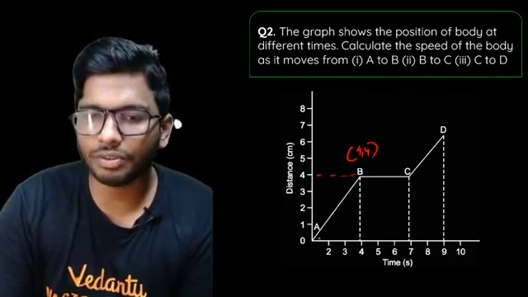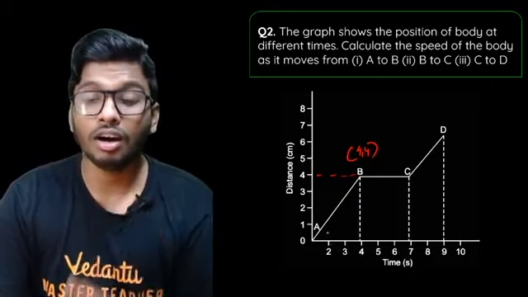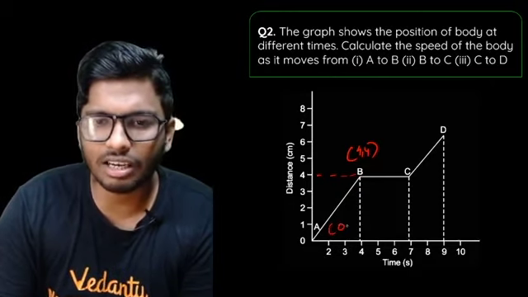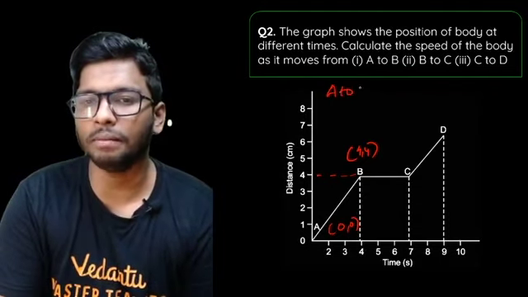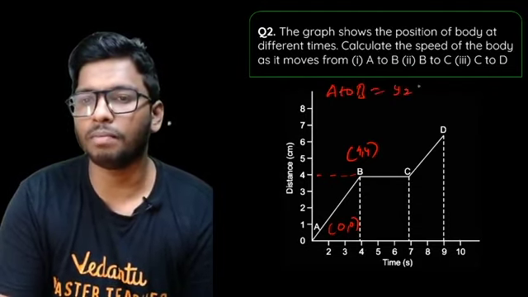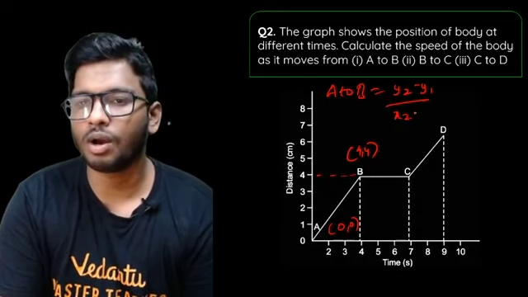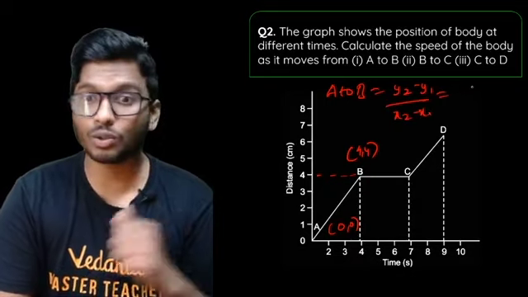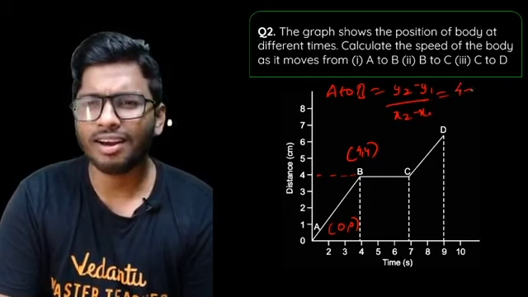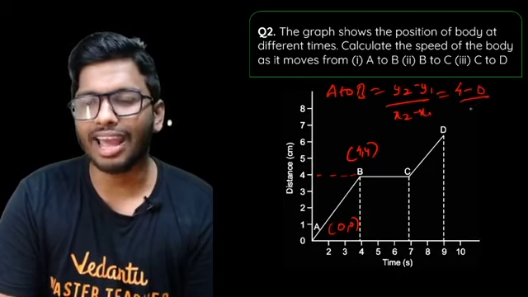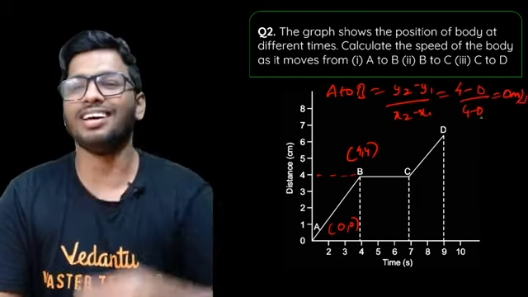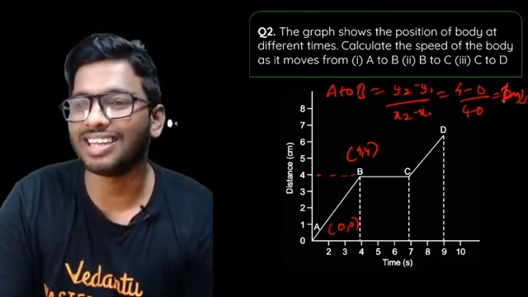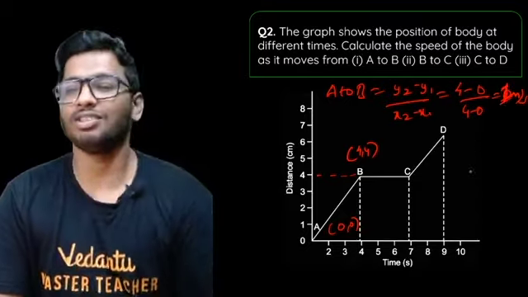The coordinates of A are basically 0 comma 0. So again, using the formula for the first one, A to B, it is y2 minus y1 divided by x2 minus x1. Y2's value is 4 and y1 is 0. X2 is 4 minus 0. So the answer, sorry, not 0, it is 4 divided by 4, so it'll be 1 meter per second. That will be the answer for the first one.